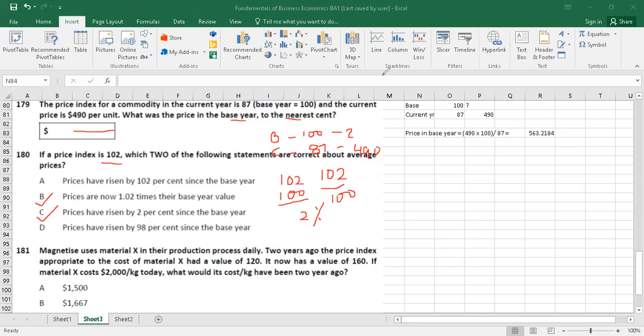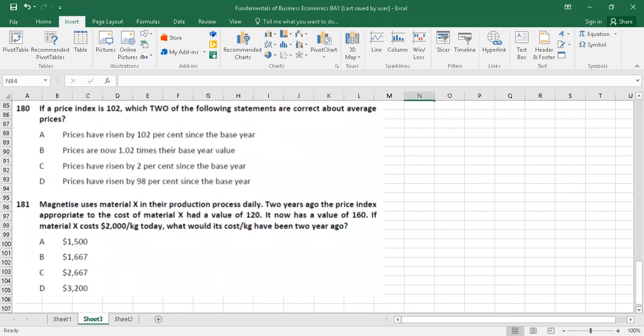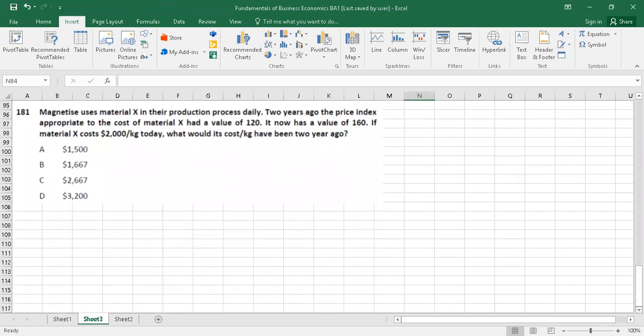Then 181 says Magnetize uses material X in their production process daily. 2 years ago, the price index approximate to the cost of material X had a value of 120. It now has a value of 160. If material X costs 2000 per kg today, what would its cost have been 2 years ago? Logic also, just now what we have done, the base year price. So in a similar situation, we will also be doing it now.